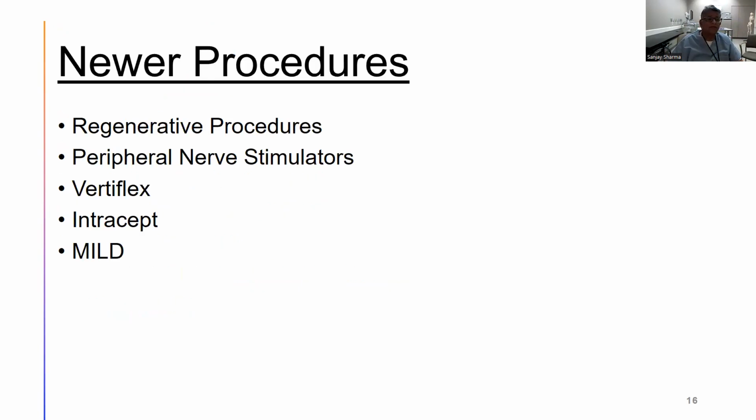And then, of course, we have the newer type of procedures available, which are the regenerative procedures, peripheral nerve stimulators, Vertiflex, Intercept procedures, and MILD procedure. So I'm going to talk about it as we go along.